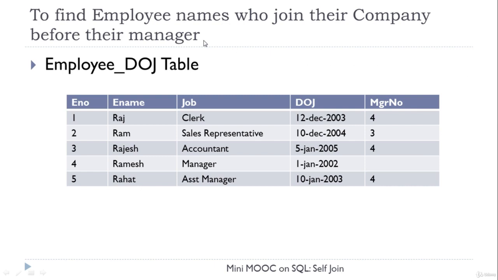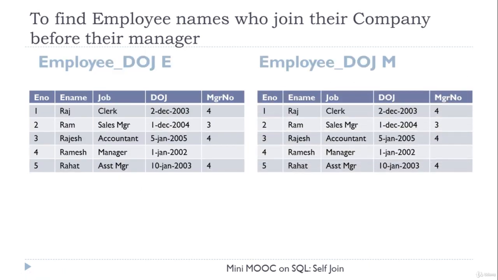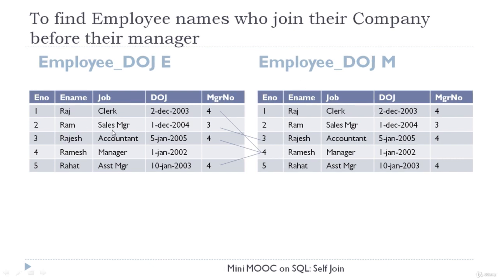Let us first join employee with their manager with the use of self-join. Here we have created two copies of employee date of joining. One is E and another is M. And we have paired each employee with their corresponding manager by enforcing a joining condition where manager number of first table is equal to employee number of second table. Since the date of joining of Ram is less than the date of joining of his manager Rajesh, so Ram will appear as the output.